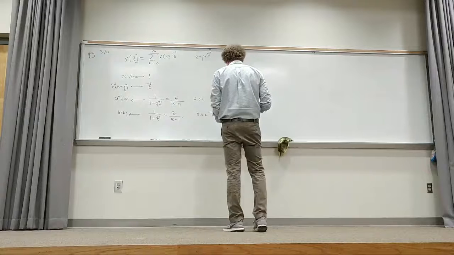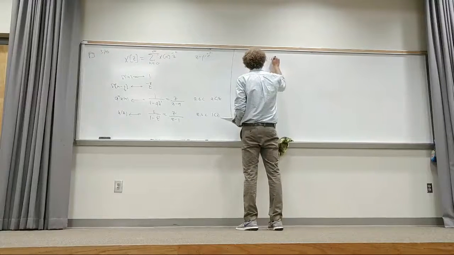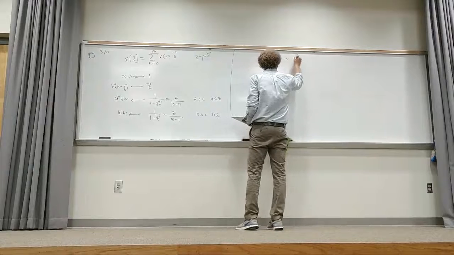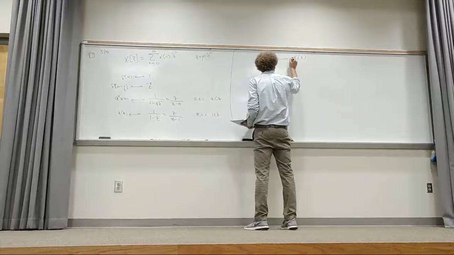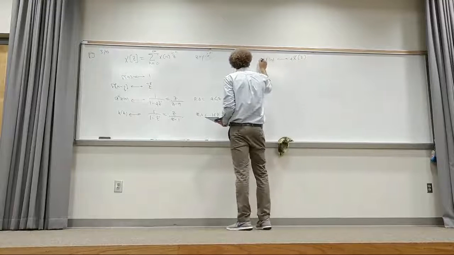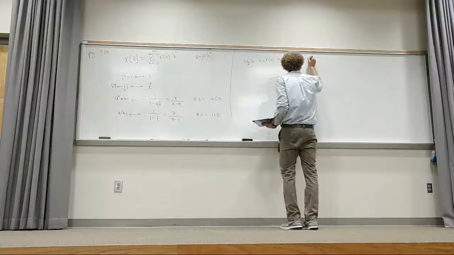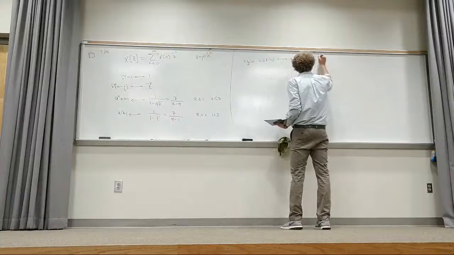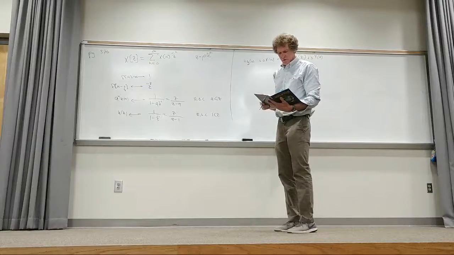Linearity is the first property. I almost don't even want to do this, but I will. If you have x of n goes to capital X of z, then if you put a small a here, you put a small a here. If you had a second function, b times y of n here, it would just be added on, plus b times capital Y of z here. That's linearity in a nutshell. That's one that you know.